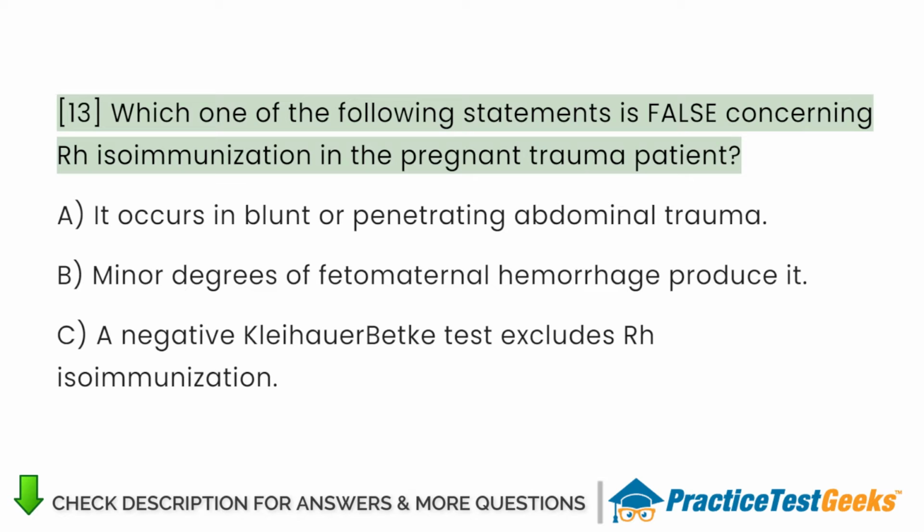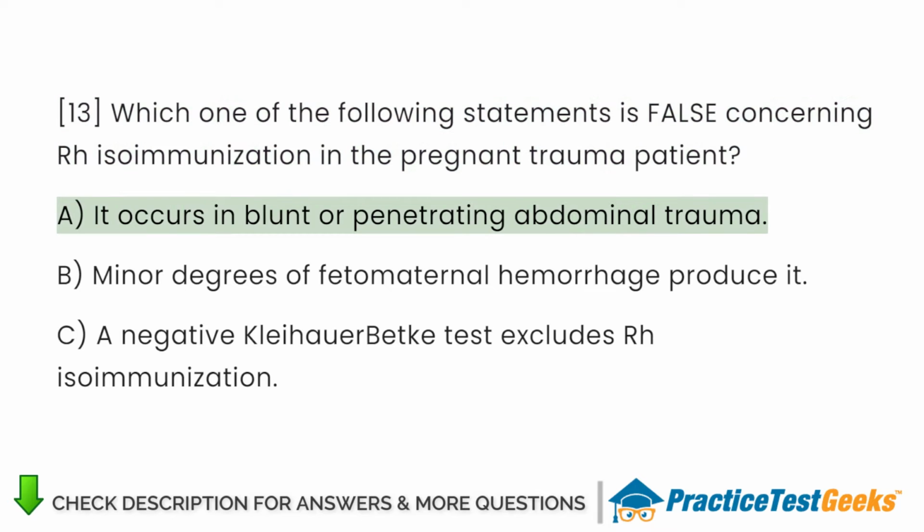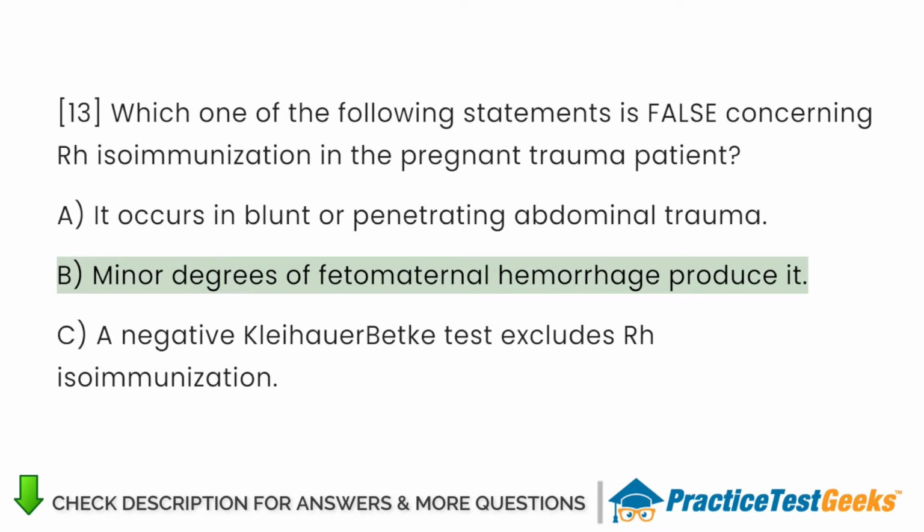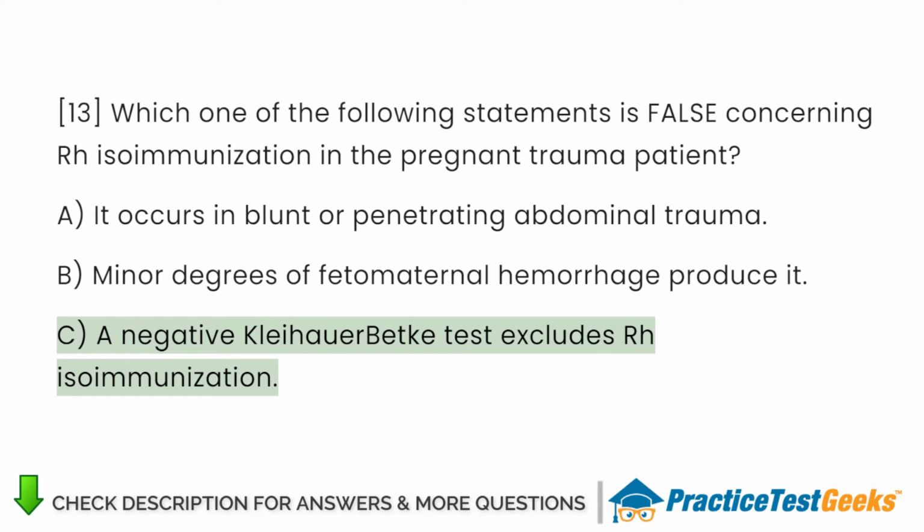Which one of the following statements is false concerning Rh isoimmunization in the pregnant trauma patient? A. It occurs in blunt or penetrating abdominal trauma. B. Minor degrees of feto-maternal hemorrhage produce it. C. A negative Kleihauer-Betke test excludes Rh isoimmunization.